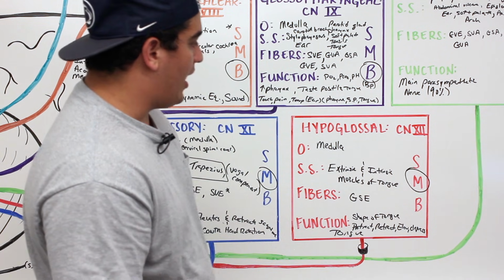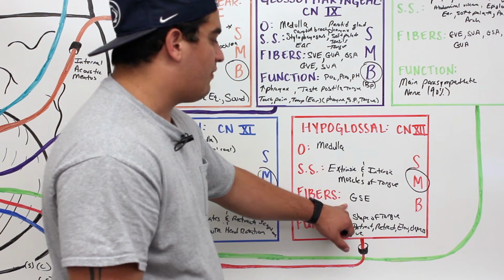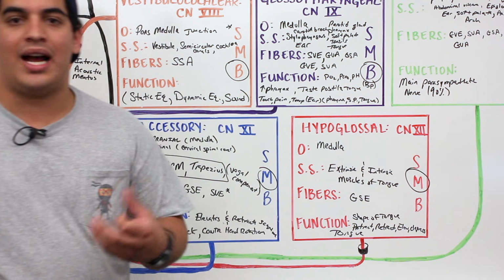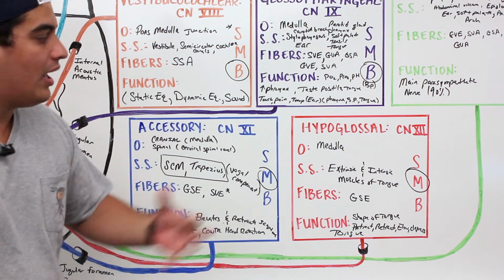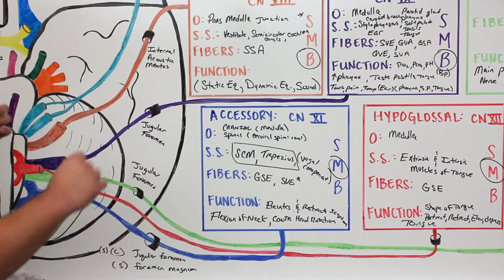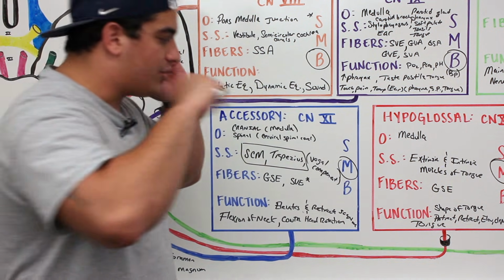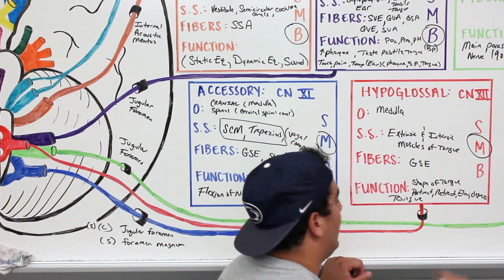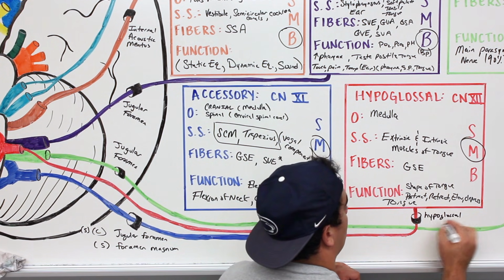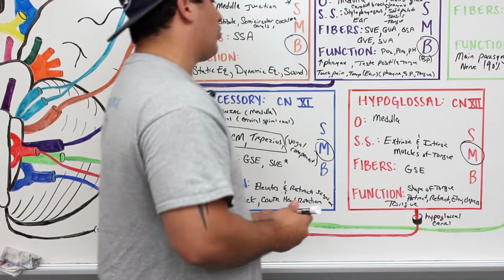All right. So again, hypoglossal, origin is in the medulla, goes to extrinsic and intrinsic muscles of the tongue. The fibers are primarily GSE fibers, and the muscles of the tongue control the shape of the tongue, protraction, retraction, elevation, and depression of the tongue. This nerve runs through a special hole within the skull, right where the actual occipital condyles are. There's a hole right within the occipital condyles here, and that hole is called the hypoglossal canal. Okay, so it moves through a little hole in that area called the hypoglossal canal.